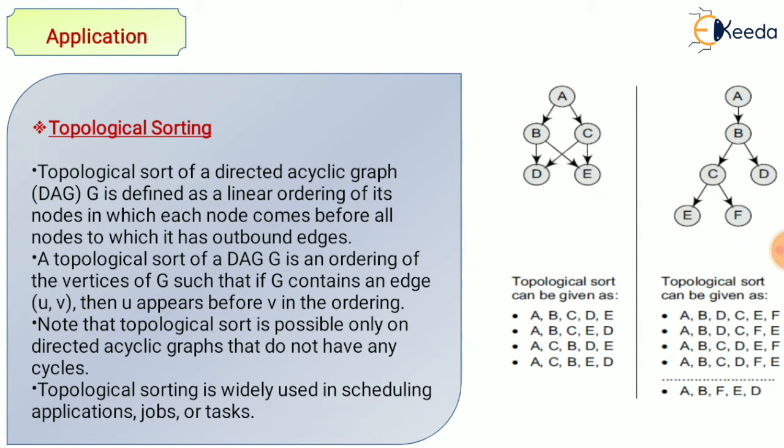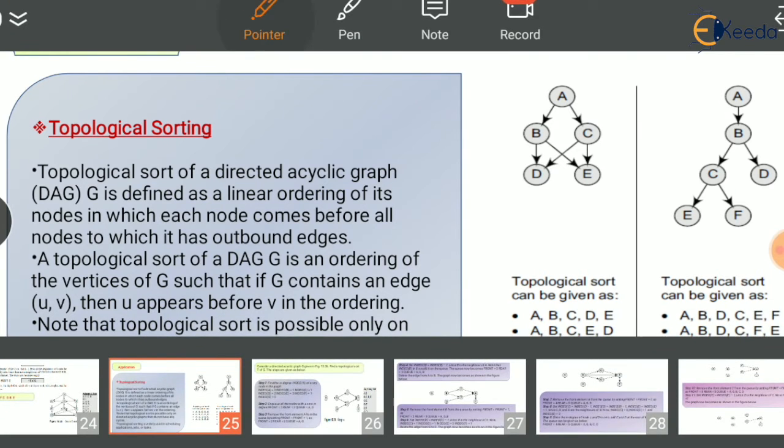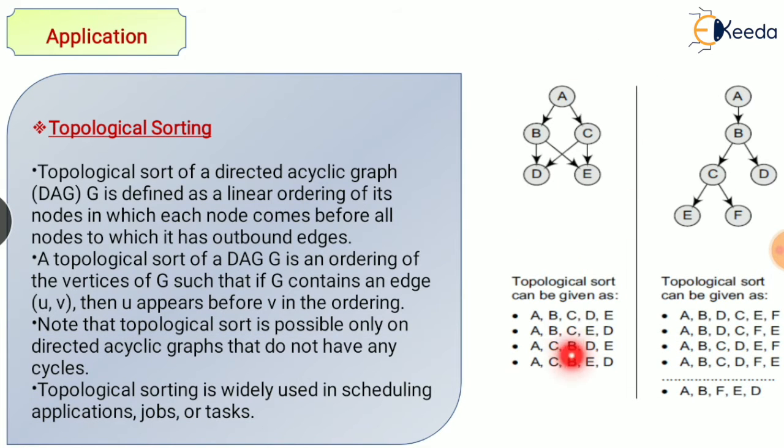Now, linear ordering of its nodes means what? See here, this is a graph, and we are providing some topological sort of the graph, showing the different types of linear ordering of the graph. Suppose we are moving from A to B, B to C, then C to D and E. Or we can use the path as A, C, B, then D and E, and many more.